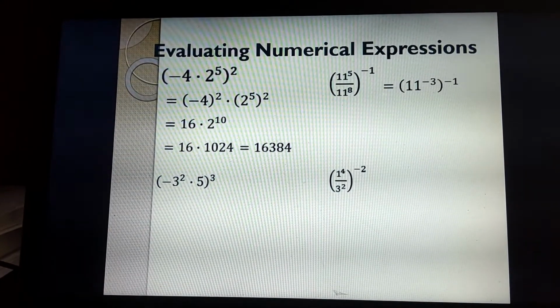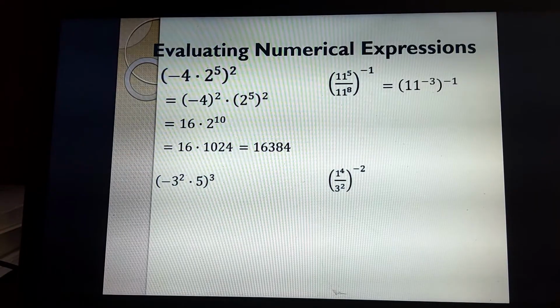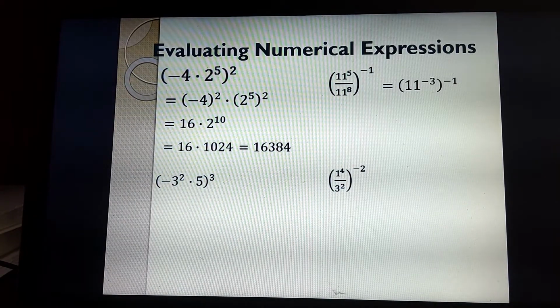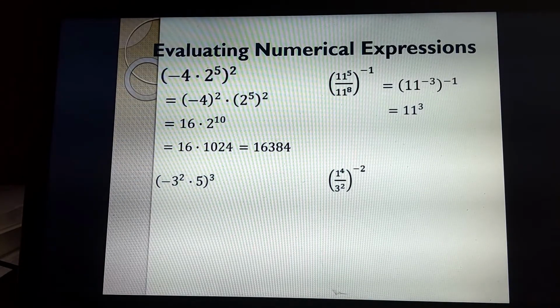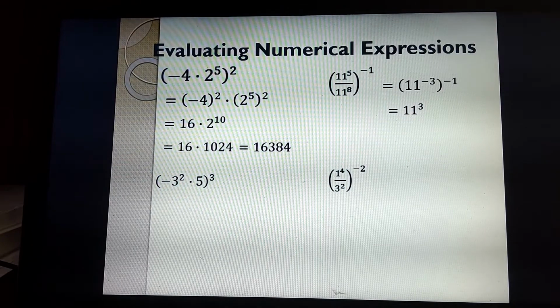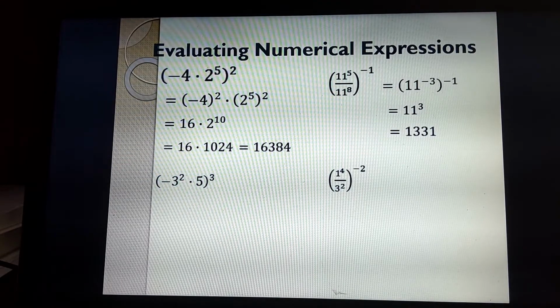So now what we've got is one base, the 11, and two exponents. So you keep that base and you multiply the exponents. Negative 3 times negative 1 is 3. So we get 11 to the 3rd. Put that in the calculator, and you get 1,331.